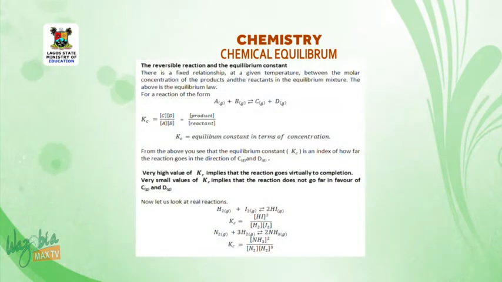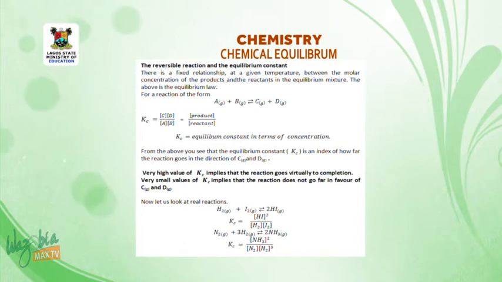The reversible reaction and the equilibrium constant. Now, there is a fixed relationship at a given temperature between the molar concentrations of the products and the reactants in the equilibrium mixture. The above is the equilibrium law. For a reaction of the form A plus B reversibly giving C and D, all in gaseous phase, the Kc will be written as the concentration of C multiplied by D over the concentration of A multiplied by the concentration of B, which is equal to the concentration of the products over the concentration of the reactants, where Kc is the equilibrium constant in terms of concentration.